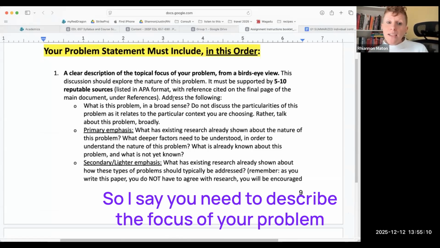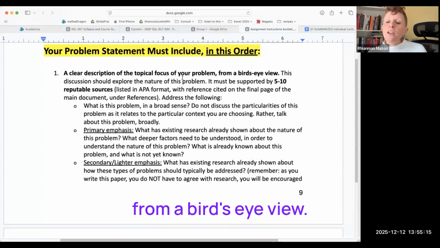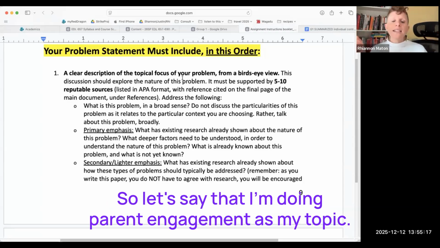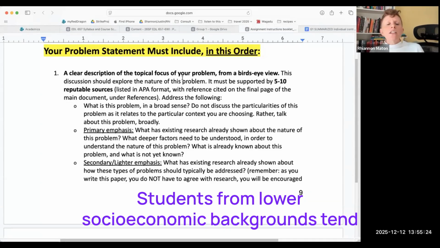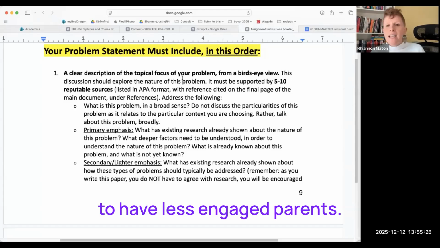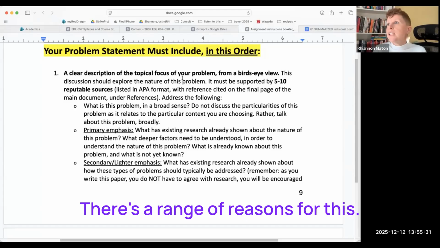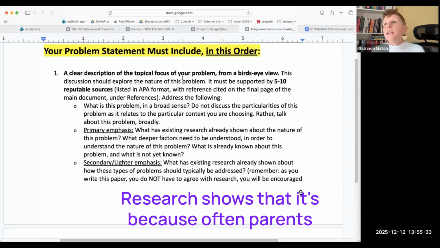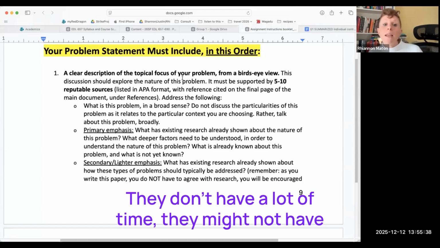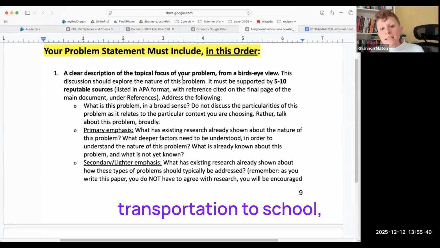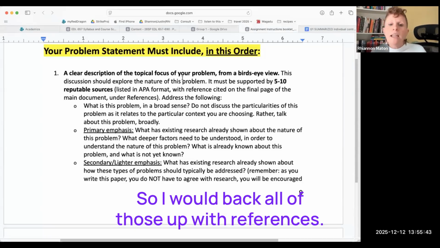So, then I tell you how to structure this problem statement, and I give you step by step directions. So, I say you need to describe the focus of your problem from a bird's eye view. So here's the big issue here. So let's say that I'm doing parent engagement as my topic. So there's a problem of parent engagement. Students from lower socioeconomic backgrounds tend to have less engaged parents. There's a range of reasons for this. Research shows that it's because often parents need to work multiple jobs. They don't have a lot of time. They might not have transportation to school. So I would back all of those up with references.